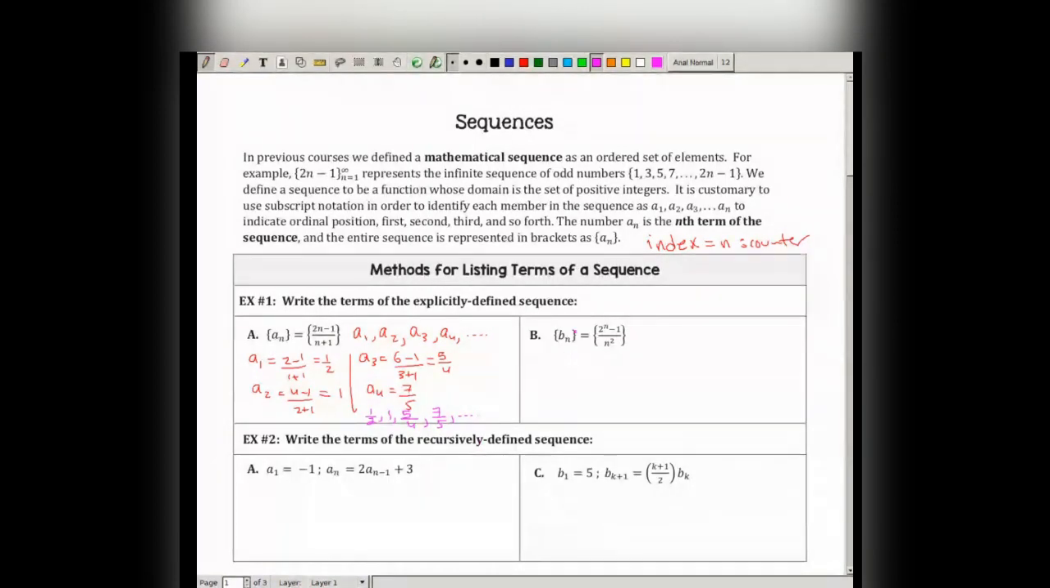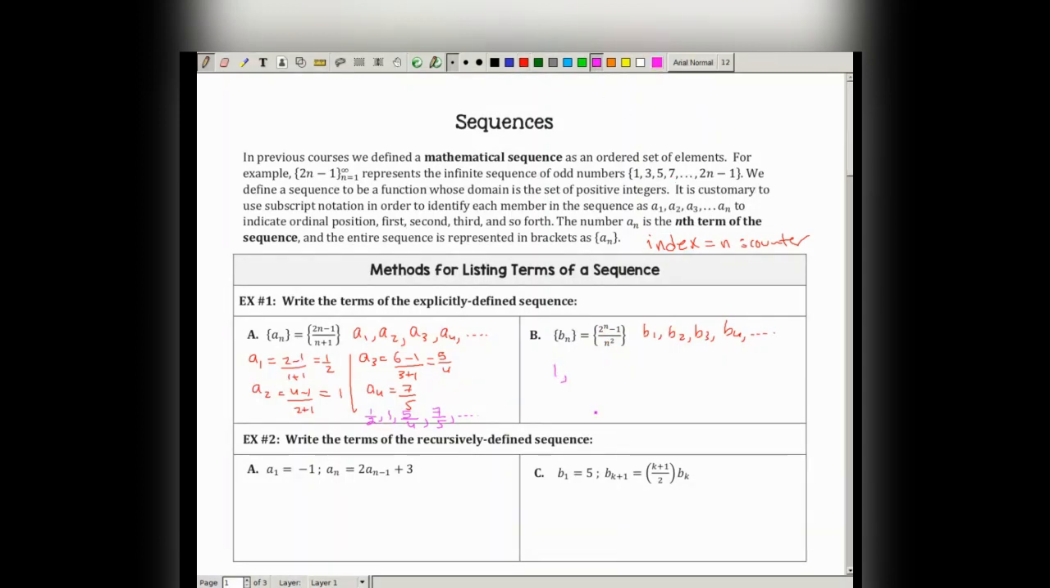Same thing if I want to write this one. This would be basically my B1, B2, B3, B4. Of course, if I want to write B5, we can figure it out as well. If you do this, you're going to get 2 to the power 1 minus 1 over 1. So just the first term will be 1.